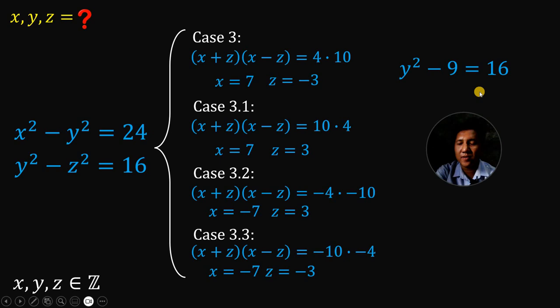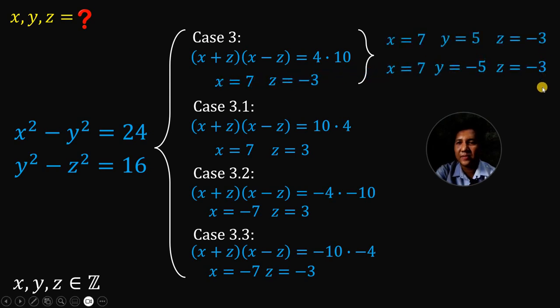Add 9 on both sides, and 16 plus 9 will give us 25. Now, square root on both sides to get the value of y. And take note that we have two possible values here because x, y, z are all integers. So it can be negative or positive. So we have, on the left side, y, and on the right-hand side, we have positive or negative 5. Therefore, case 3 must be equal to when x equals 7, z equals 3, and y must be positive 5 or negative 5. So we have these two cases here.